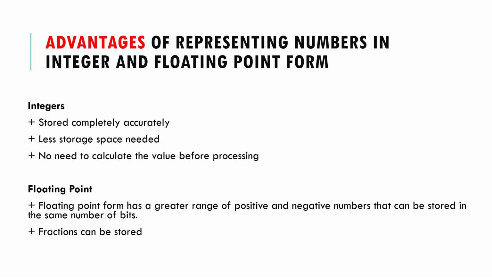Integers, they are stored completely accurately. There's no truncation potentially if I haven't got the right number of bits, etc. But less storage space is needed. Right, so that's good. There's no need to calculate the value before processing, whereas floating point form, right? Floating point has a greater range of positive and negative values. That is better than integers, right? And they're stored in the same number of bits, and also fractions can be stored.